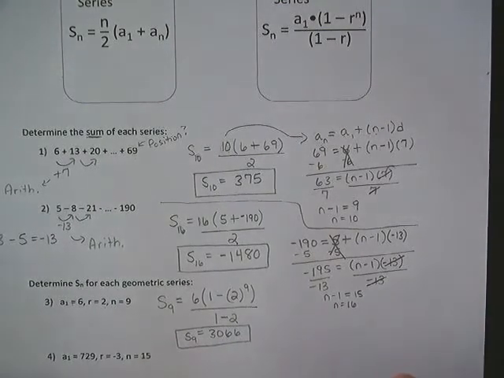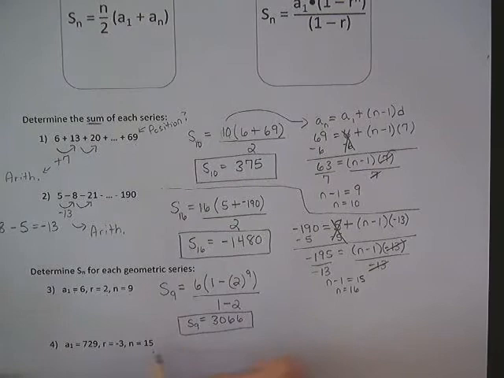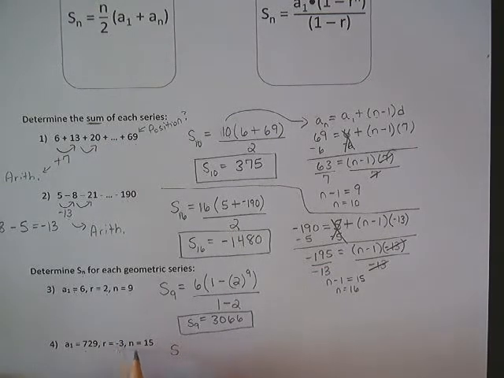Okay, so the next one, same kind of thing. We're finding the sum of the first however many terms. So the first term is 729. My common ratio, what I'm multiplying by, is -3. And then I'm adding up the first 15 terms. Okay, so my first term, I'm just looking at my formula here. My first term is 729.